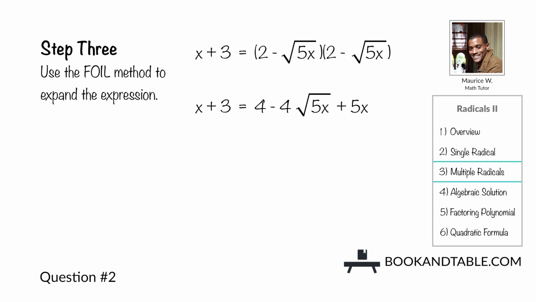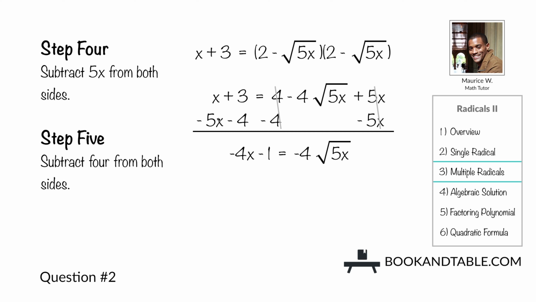So we are going to move this 4 over here and this 5x over here. So step 4, subtract 5x from both sides. x minus 5x is negative 4x. Step 5, subtract 4 from both sides. 3 minus 4 is equal to negative 1. So that leaves us with negative 4x minus 1 is equal to negative 4 radical 5x. Now the next thing we want to do, since this radical is isolated, we want to raise both sides of the equation to a power of 2.